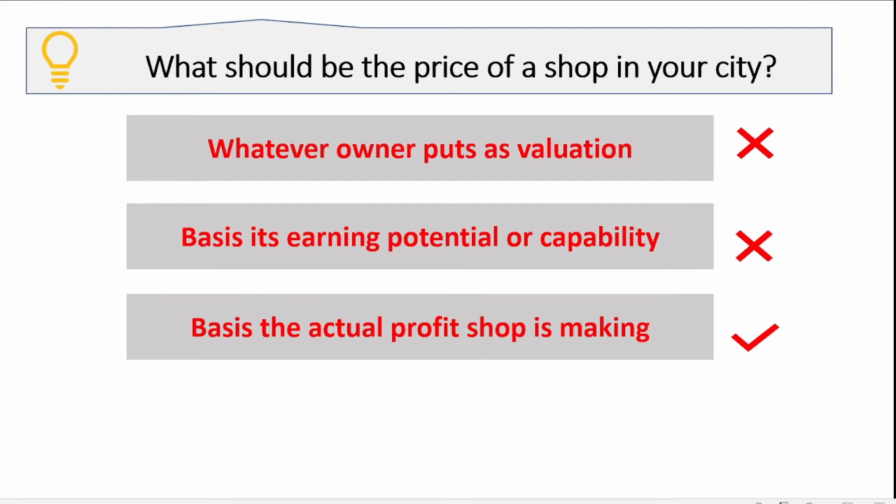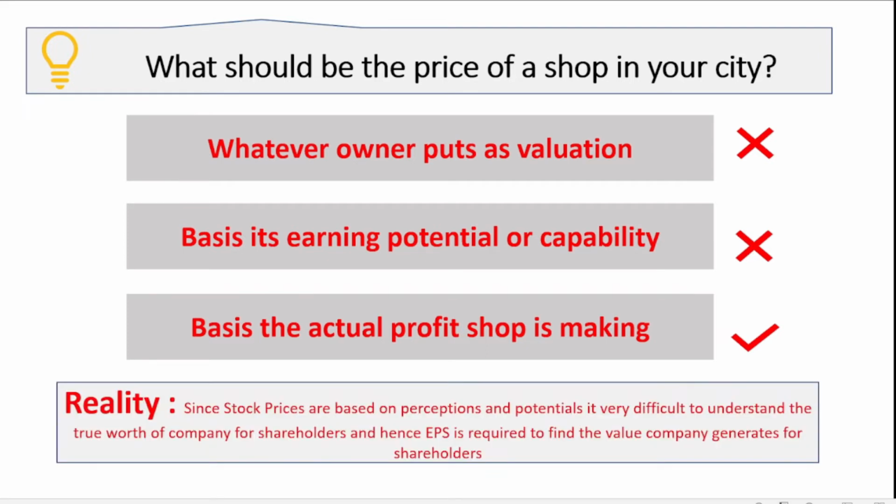Now compare it with the stock market. Any company on the stock market is priced based on perceptions and potentials and not on actual profit. That is why you would have seen a lot of loss making companies like Paytm, Zomato, Nykaa. They are loss making companies and still are valued very high.